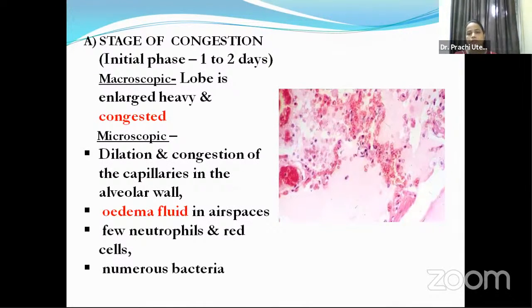or 2 days. If you see the picture, usually the lobe is enlarged and congested, and all the signs of inflammation come into the picture. Microscopically, there will be a dilatation and congestion of the capillaries in the alveolar wall, and edema fluid appears in the air spaces. A few neutrophils will be there, with numerous bacteria. So this is the first stage, the stage of congestion.